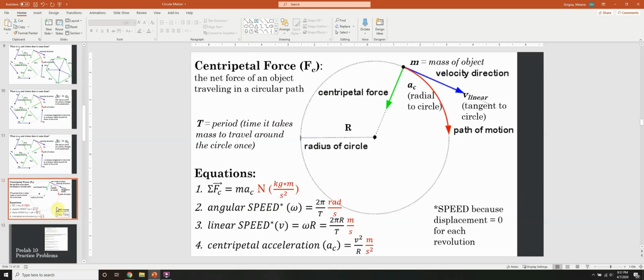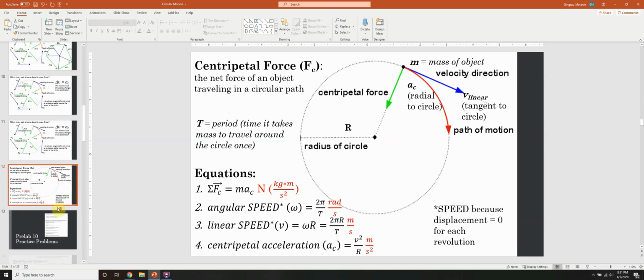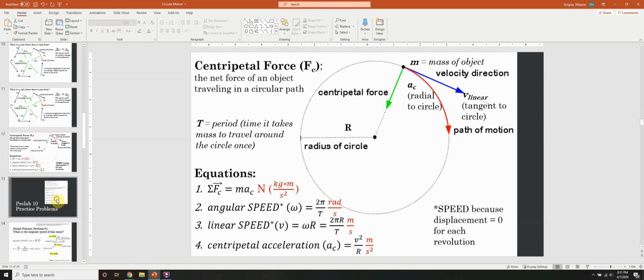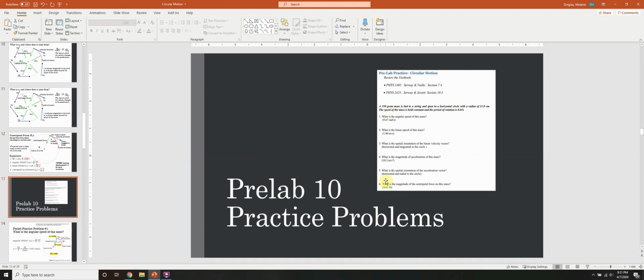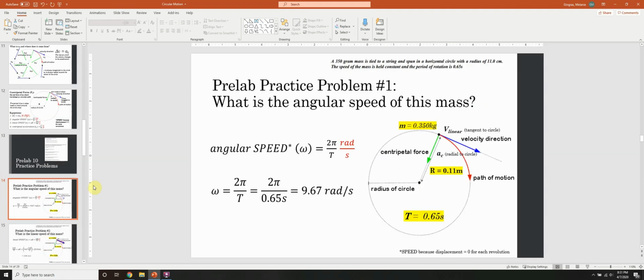And this is just a recap of everything that we talked about before. So this is all of our equations, so that they're just fresh in your mind. And without further ado, let's start Prelab 10. Okay, so there are 6 problems in Prelab 10. Let's do problem number 1. So problem number 1 says, what is the angular speed of this mass?